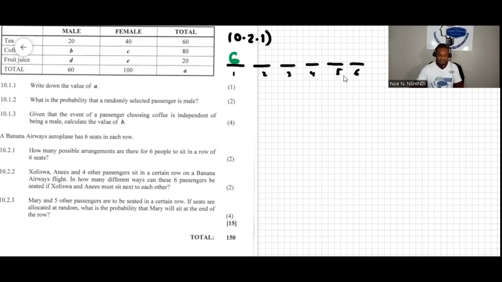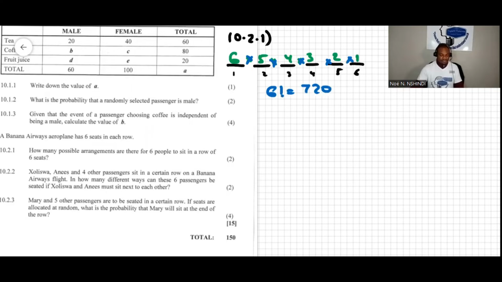Then so on for the fourth, the third, once they've been seated already, and then for the second, and then the last person. So we just multiply all these together, and this means it's 6 factorial. This is equal to 720.